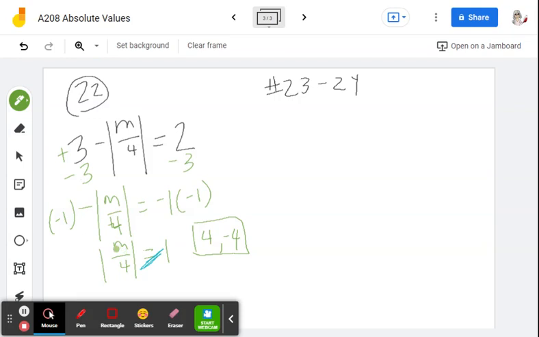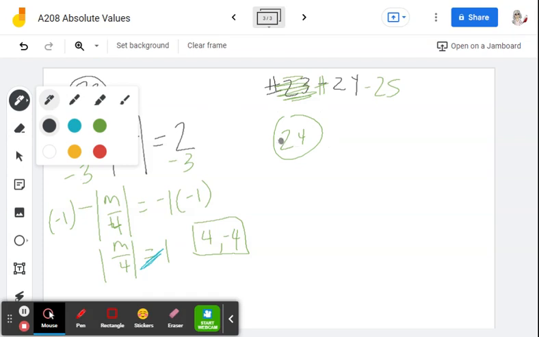And if you plug it in, 4 divided by 4 is 1. Negative 4 divided by 4 is negative 1. So those are your two answers for 22. I did 22 also. Okay, so no, I'm not doing 23 to 24. I'm doing 24 to 25. Last one. So number 24 I'll do, and then 25 you do.